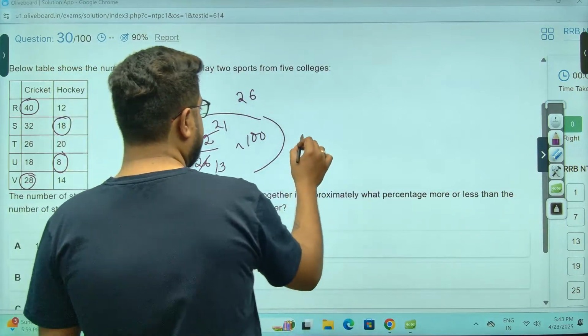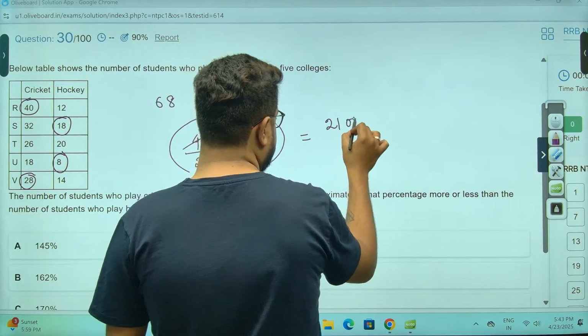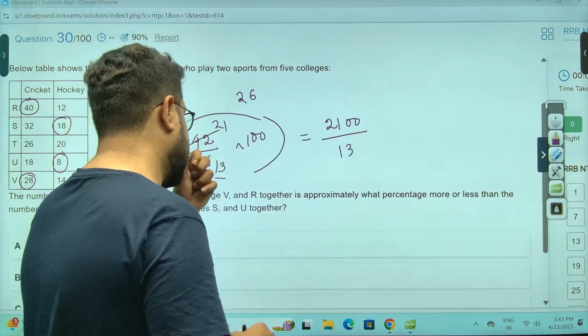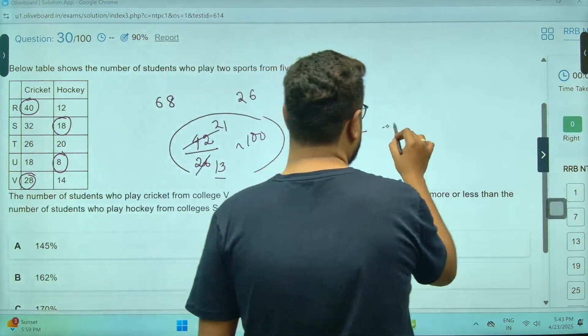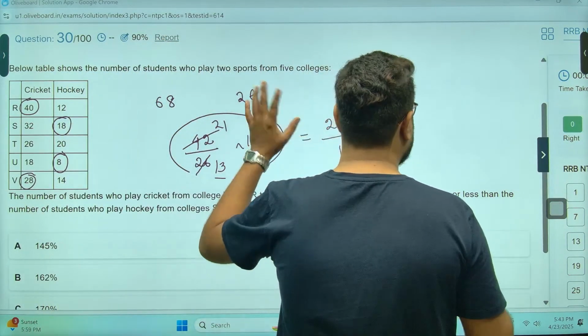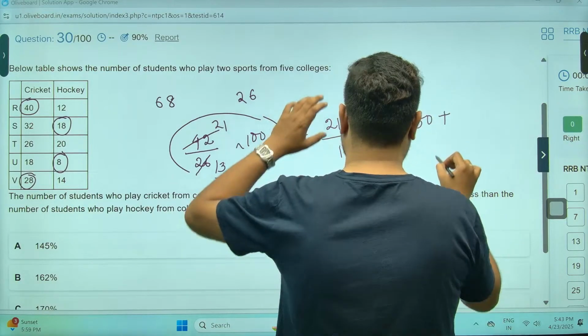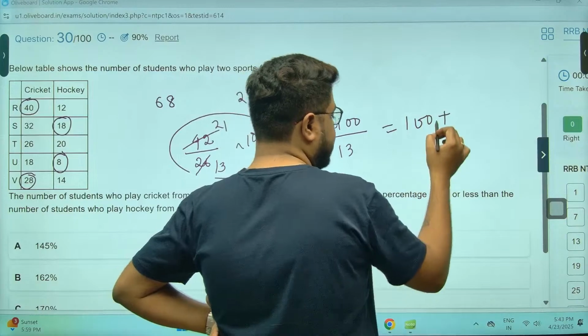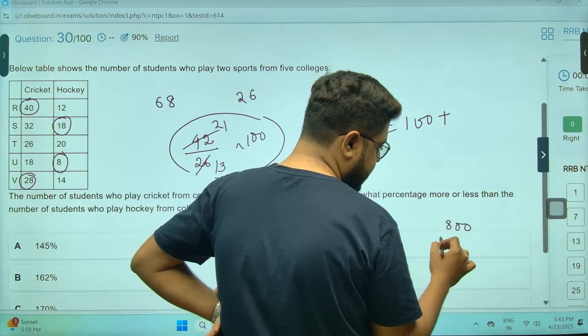Sir, 2100 by 13. 1 by 13 7 होता है, 7.69. ठीक है, चलो वैसे करके कोई फायदा नहीं है. 1300 तो 100% हो गया, right? So 1300 means it is 800 by 13. 800 divided by 13 remaining.